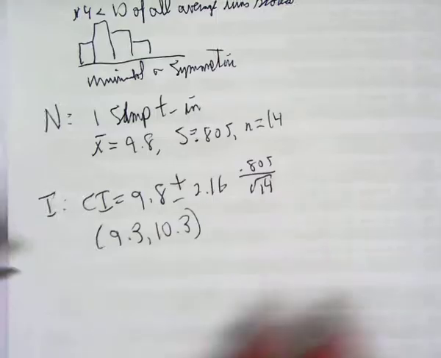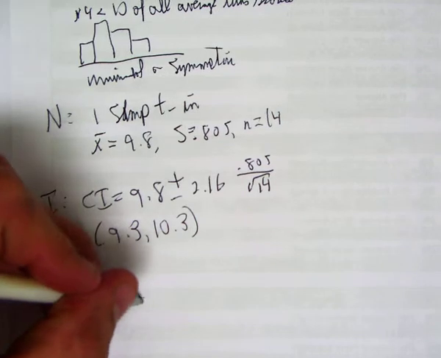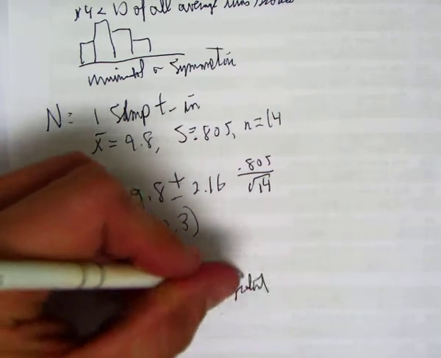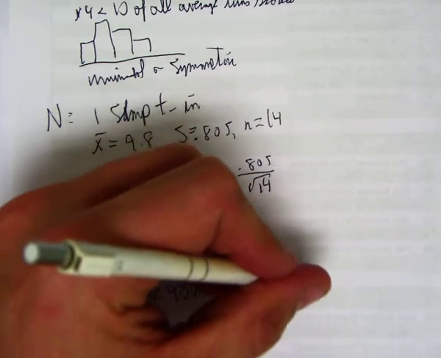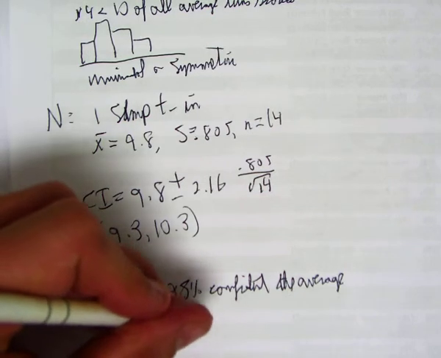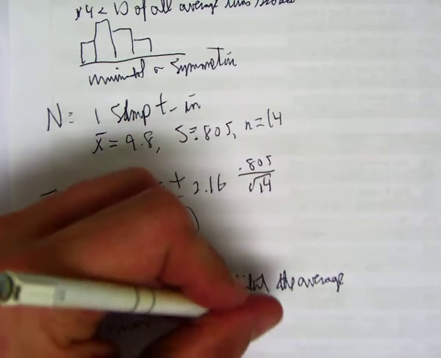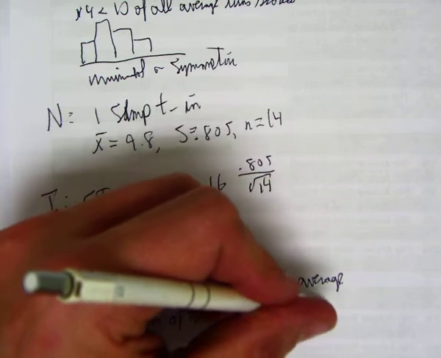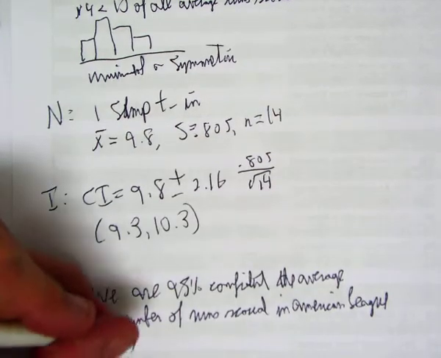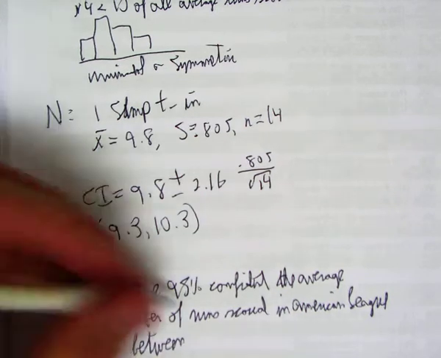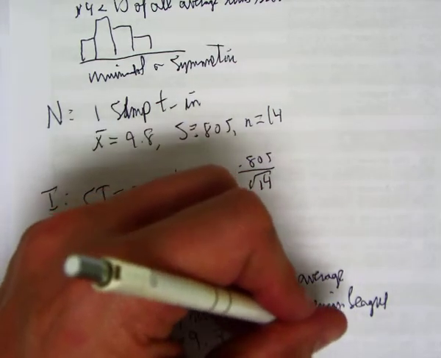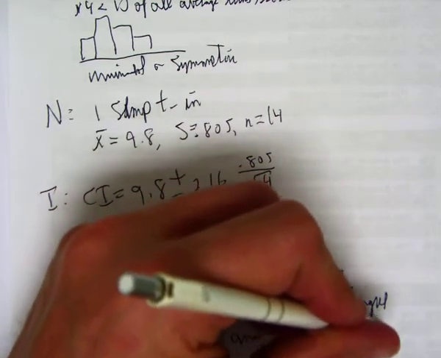So our conclusion then is we are 95% confident the average number of runs scored in the American League is between 9.3 and 10.3 runs per game. Again, that's an average, okay?